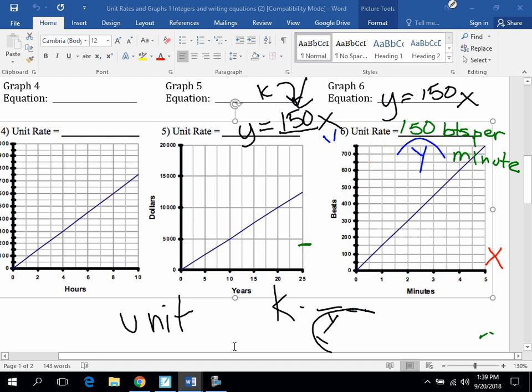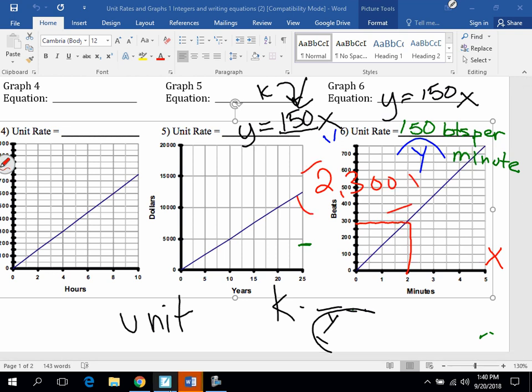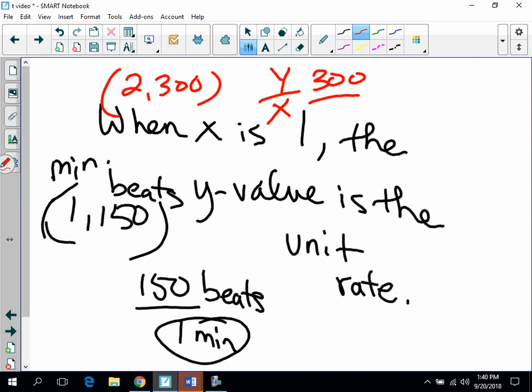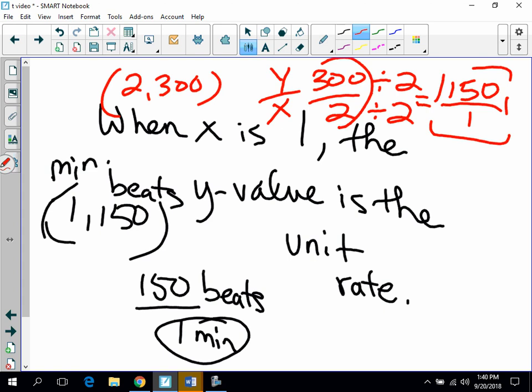If I were to have chosen a different example, let's say instead that I chose 2, 300. And let's go back to the Smart Notebook. 2, 300 would end up looking like this. 300 over 2. Well, if I simplify this, they're both divisible by 2, so I can divide them each by 2. 300 divided by 2 is 150, and 2 divided by 2 is 1. I'm going to end up getting the unit rate.